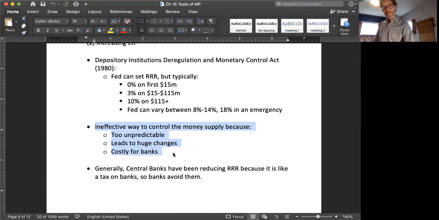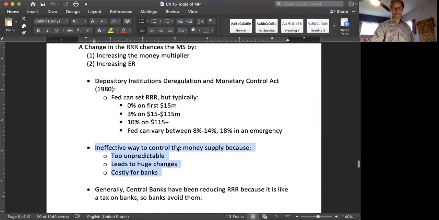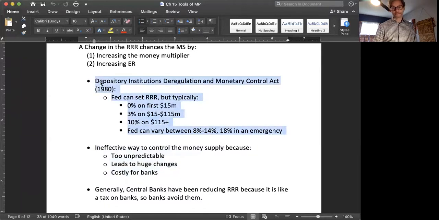And remember, these are a bunch of bankers, right? They want to do things very conservatively, very predictably. They don't want any big changes. And, you know, the required reserve ratio doesn't really meet those objectives. What is the required reserve ratio in reality? Well, it depends upon the bank.